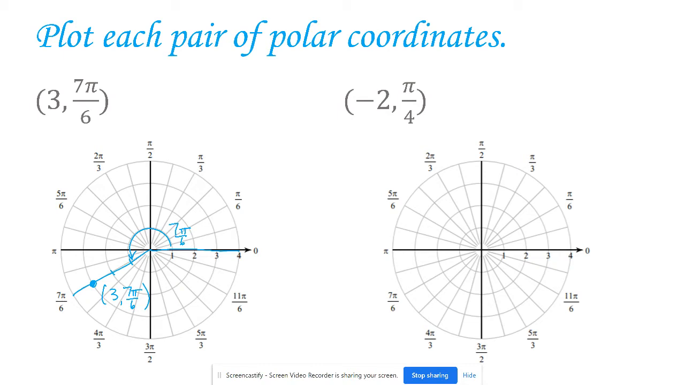This last example is a little trickier, though, because we have a negative number as our r. So I'm going to start by identifying the angle first. And they don't put pi over 4 on this graph here, but it's going to be right there. So pi over 4 is right there. So that's my angle, pi over 4.